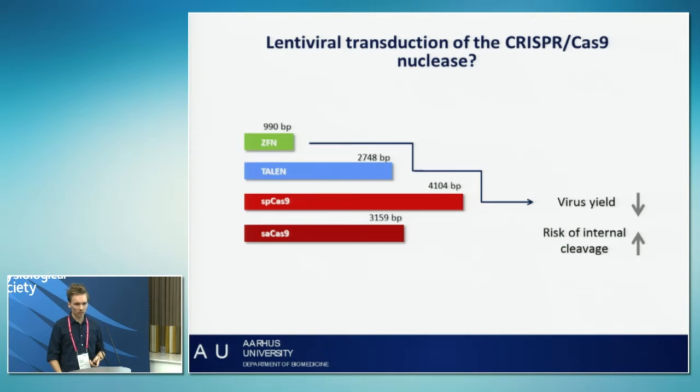So with the zinc fingers, we are fortunate because they are quite small, and when we increase the size, as is the case for the TALENs and also the SpCas9 and the SaCas9, we see a reduction in virus yield, but we also see an increased risk of internal cleavage. And previous attempts from our lab to package the SaCas9 into lentiviral particles were unsuccessful because we had massive cleavage of the SaCas9 by the viral protease.